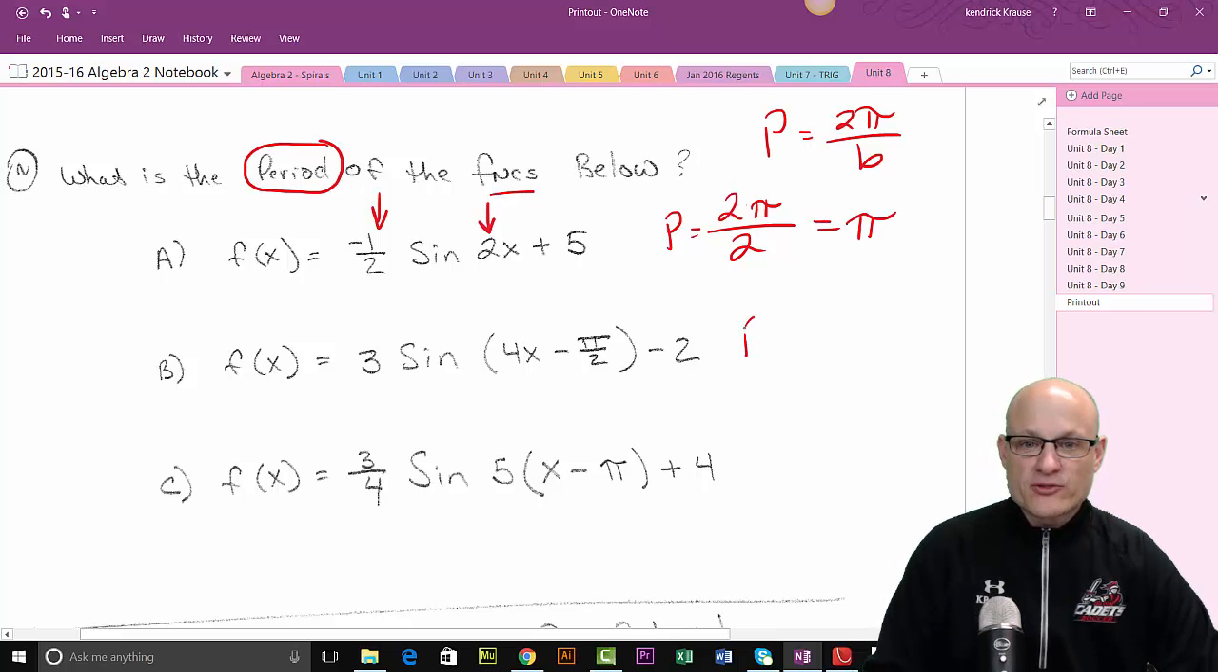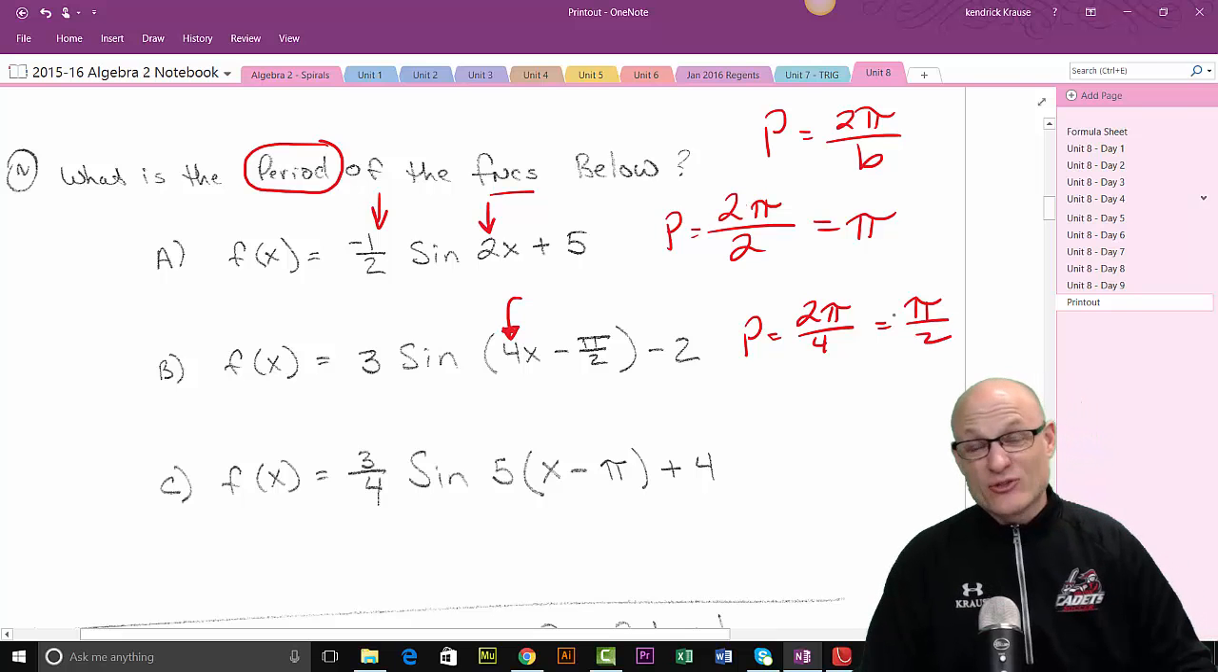What's the period of this one? It's 2, period is equal to 2 pi over, the number in front of the x, 4. Pi over 2. Now this next one is tricky.